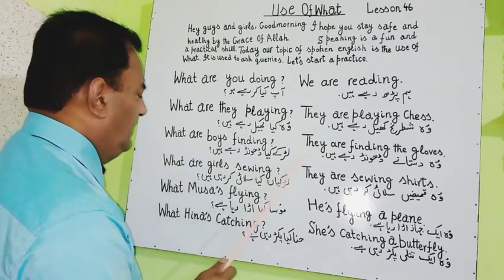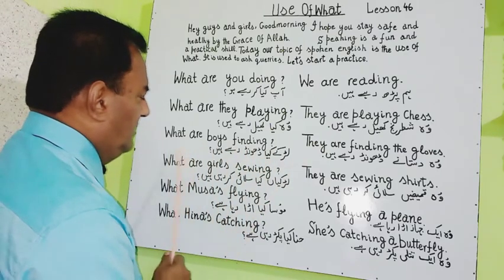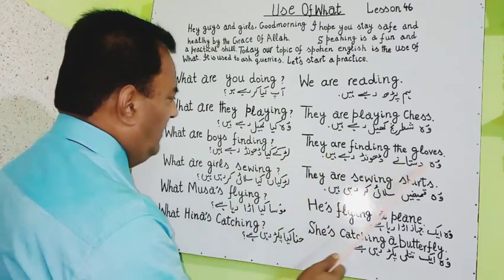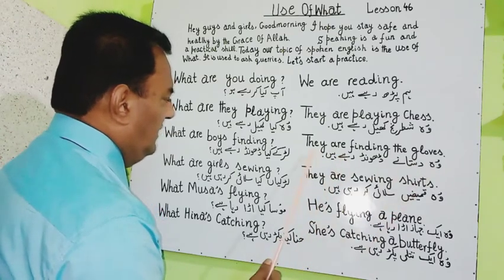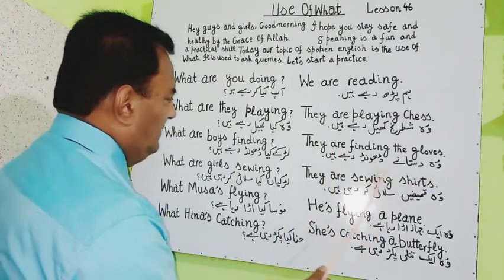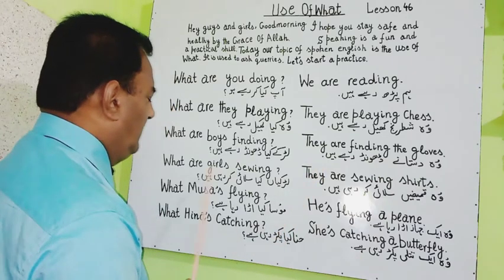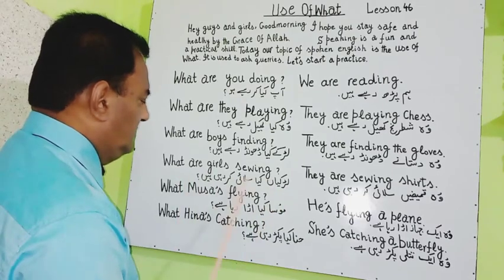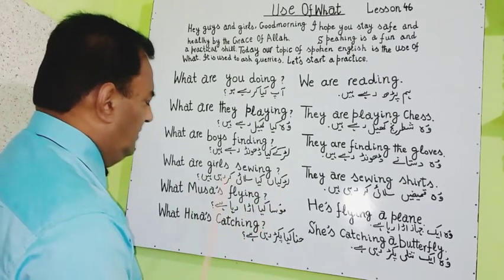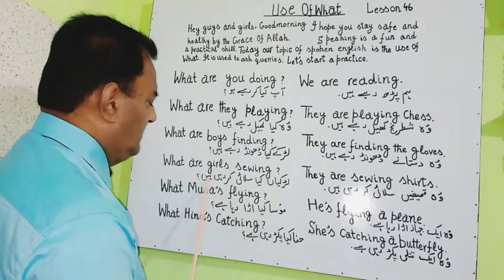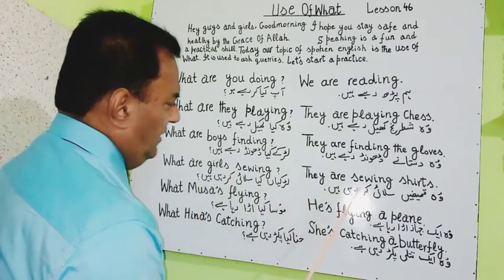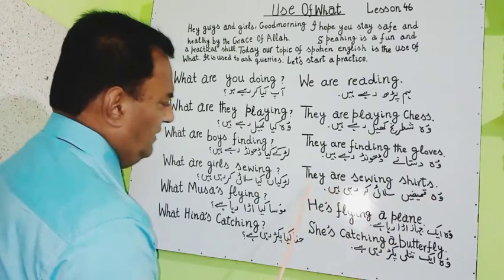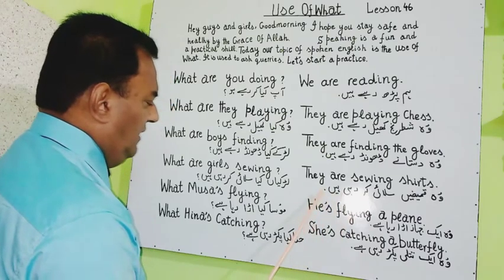What are boys finding? लड़के क्या ढूंढ रहे हैं? They are finding the gloves. वो दस्ताने ढूंढ रहे हैं. What are girls doing? लड़कियां क्या सिलाई कर रही हैं? They are sewing shirts. वो कमीज़ें सिलाई कर रही हैं.